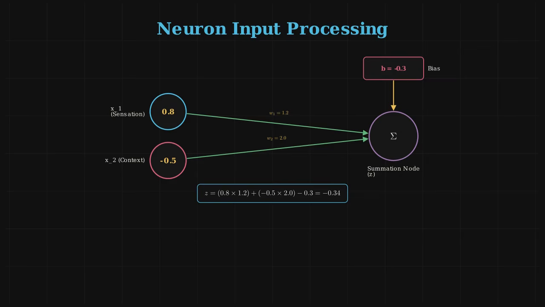Each input is multiplied by a weight, which determines its strength or importance. These products are then summed together, along with a constant bias that shifts the activation threshold. This combined value represents the neuron's raw internal state.